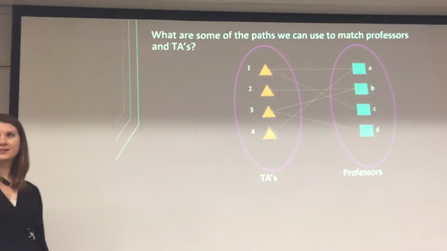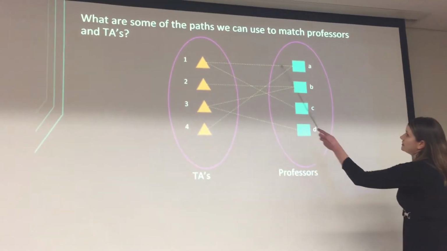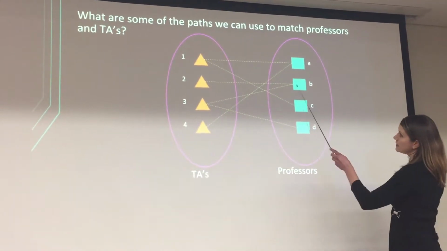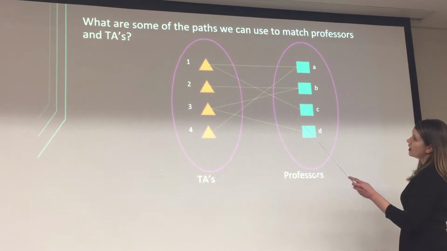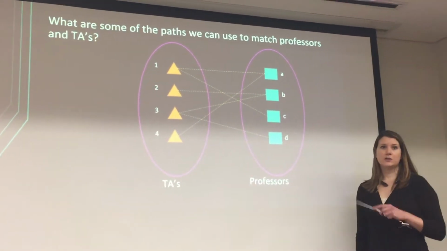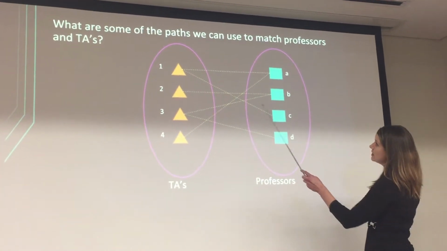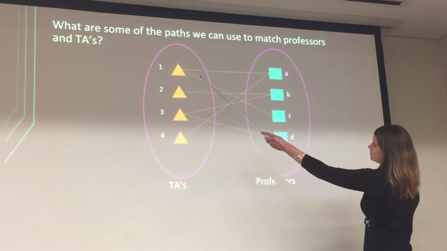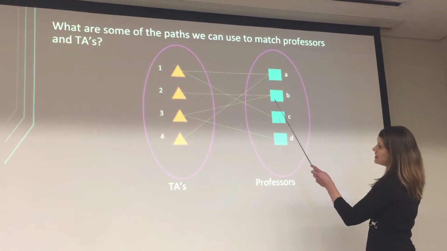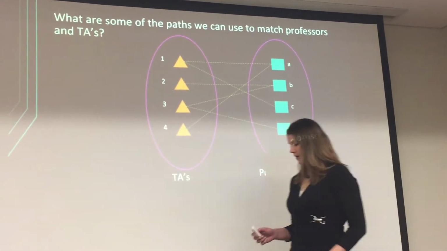Anyone? Okay, so one example would be that you could connect 1 to A, 2 to B, and 3 to D. Once you have one connection, you can't reuse it. Another path might be 1 to C, 2 can only connect to B, and 3 to D. Or you could do, say, 1 to C, 3 to B, and then 4 to A. So you have a few different paths there that you could follow.